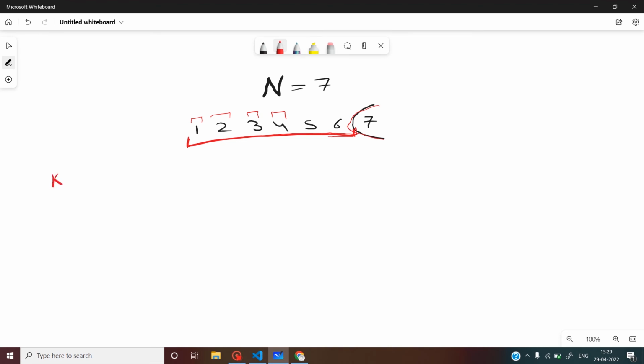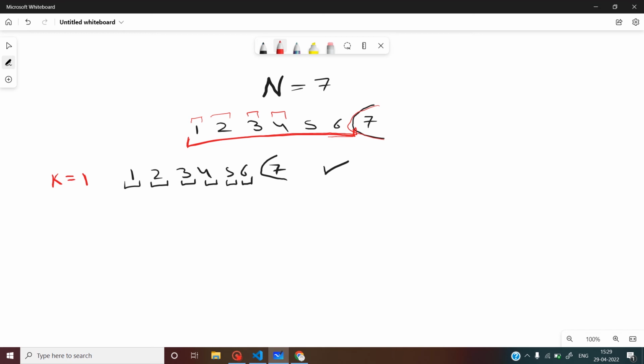Suppose that we choose k equal to 1. Then in that case, these are the players. We have excluded 7, so we have to form groups for these 6 players. Suppose in the first round 1 is removed, in the second 2, then 3, then 4, then 5, and in the 6th round 6 is removed, and in the 6th round itself we have a winner, which is 7. So this k satisfies the condition that we have exactly one winner.